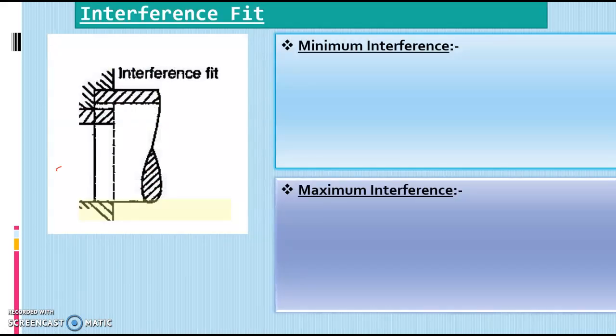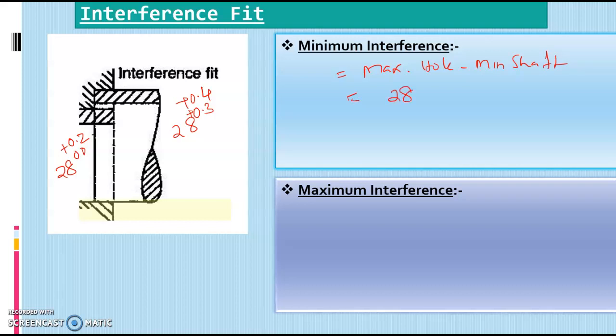Consider a hole of size 28, 0 and plus 0.2, and a shaft of size 28 plus 0.3 and plus 0.4. The minimum interference is defined as the maximum hole minus minimum shaft. So in our example, the maximum hole is given as 28.2 and the minimum shaft is given as 28.3. So the difference is minus 0.1 mm.